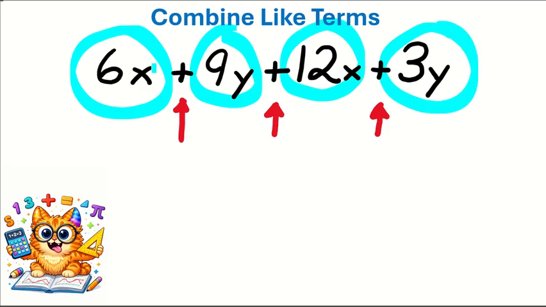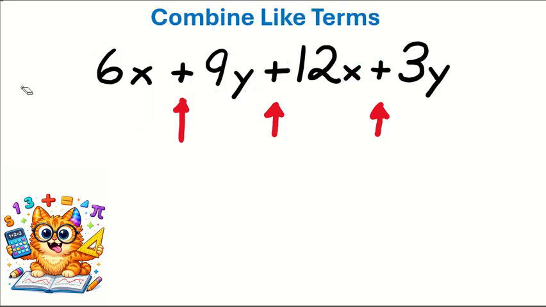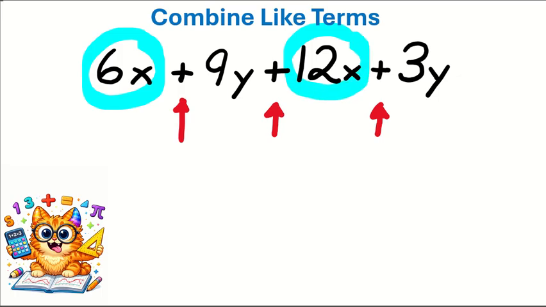Now, we got to combine like terms. So let's go ahead and do that. Once again, we're going to combine the things that are alike. In this case, we have a 6x, and we need to combine it with the other x's, which is 12x's. So if I have 6x's, and I combine it with 12x's, how many x's do I have? That is correct. I have 18 x's.